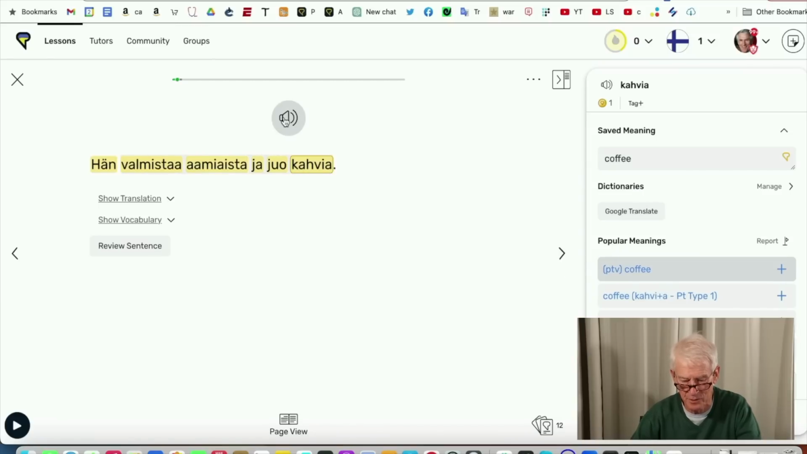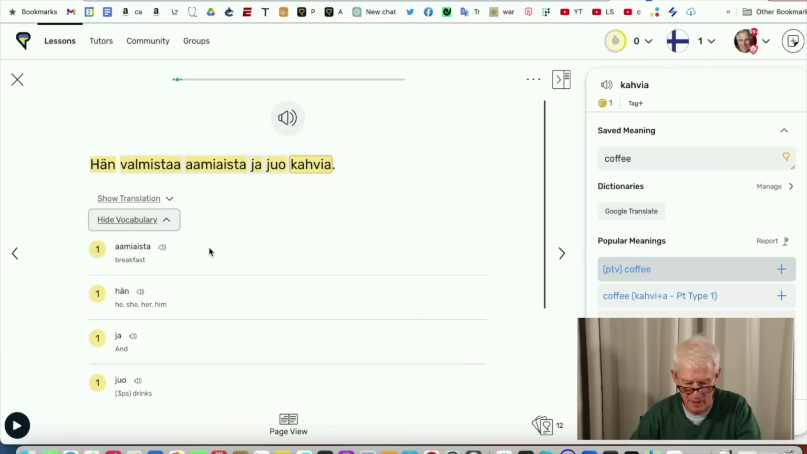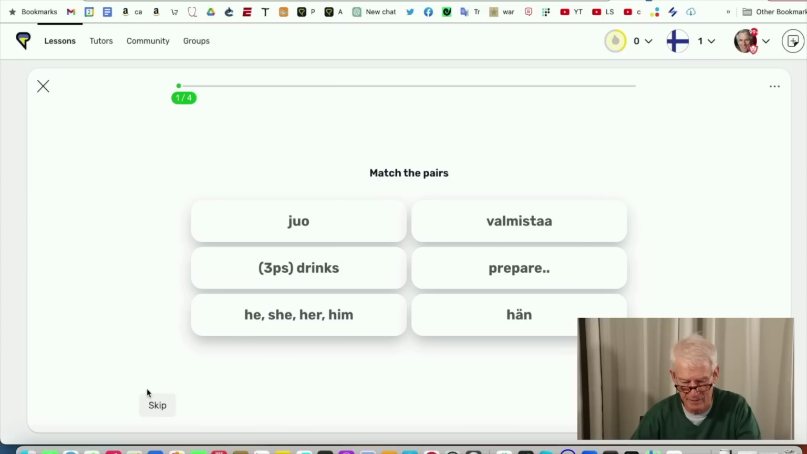Okay, I can also listen to it. Hän valmistaa aamiaista ja juo kahvia. Hän valmistaa aamiaista ja juo kahvia. I can show the vocabulary. I can review the sentence again.